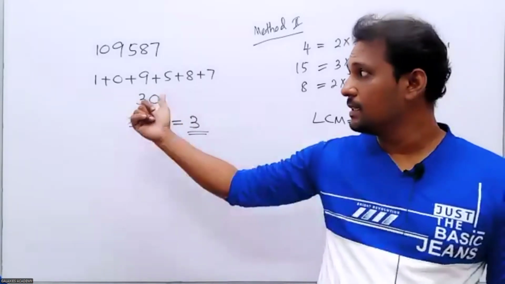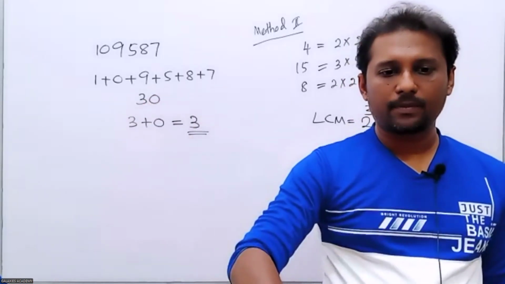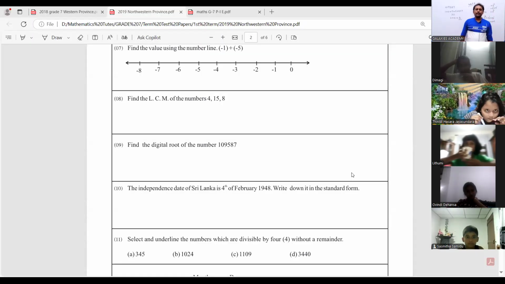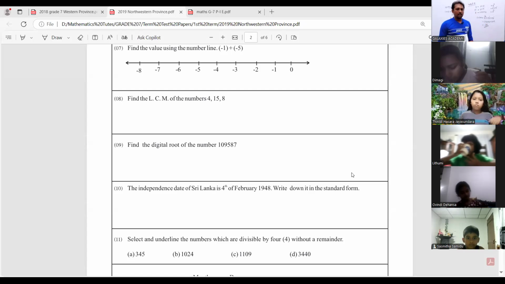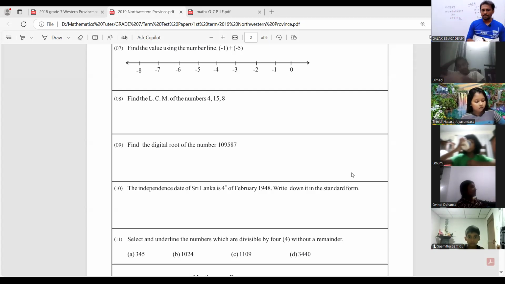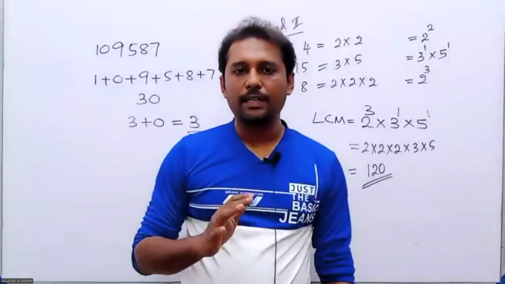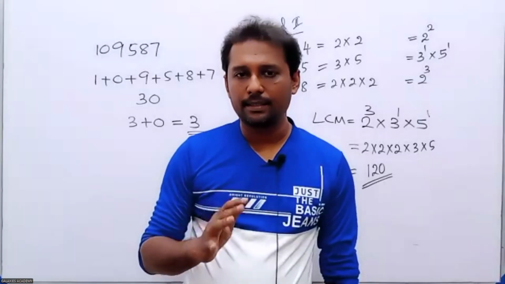Right, this is the 9th one answer. Then we can go to the next question. Next question given. The Independence Day of Sri Lanka is 4th of February 1948. Write it in the standard form. Right, now revise the standard form. Write in the method of the date.